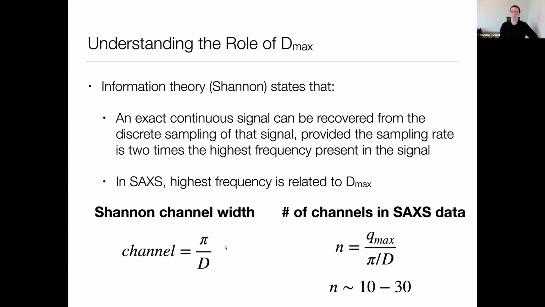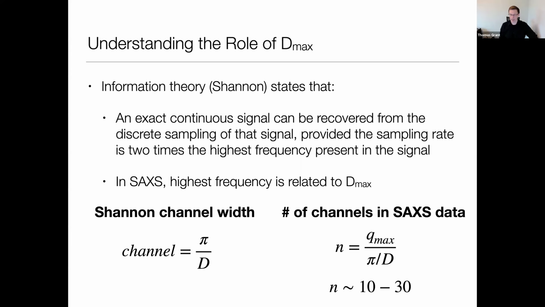Okay, so that means that we need to sample the data at a width in Q space that is less than this channel width of pi over D. And so that gives us an estimate for the number of unique pieces of information in a scattering profile, or the number of Shannon channels in SAXS data. And that's our total Q range divided by the width of that Shannon channel. So that's Q max divided by pi over D. And in practice, we end up with a number of Shannon channels typically around 10 to 30.